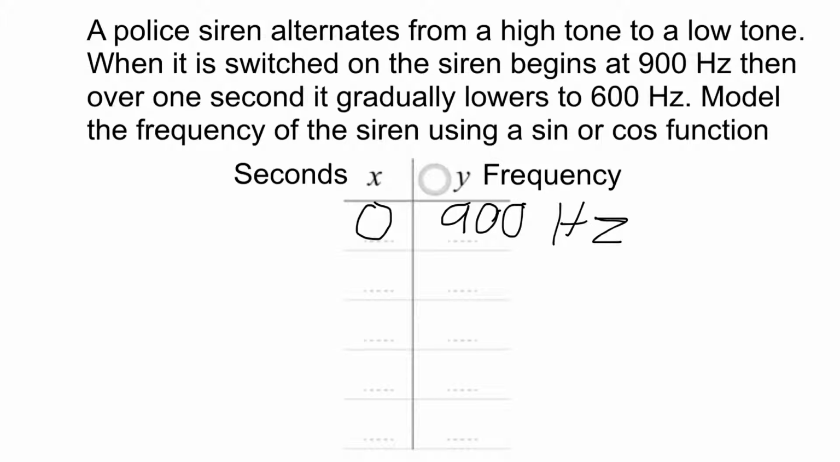After 1 second, what are we at? What's our frequency after 1 second? 600. 600 Hertz, it goes down to 600.